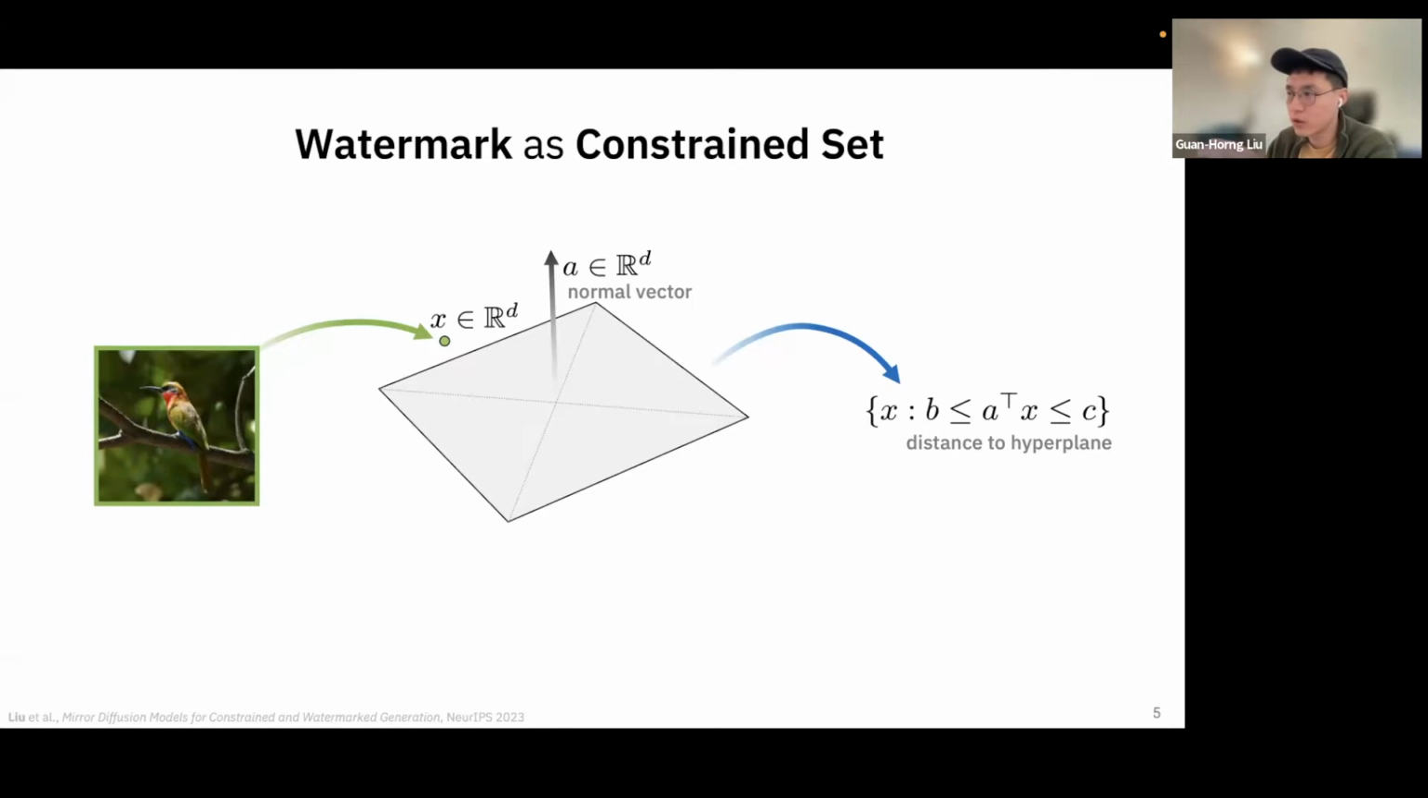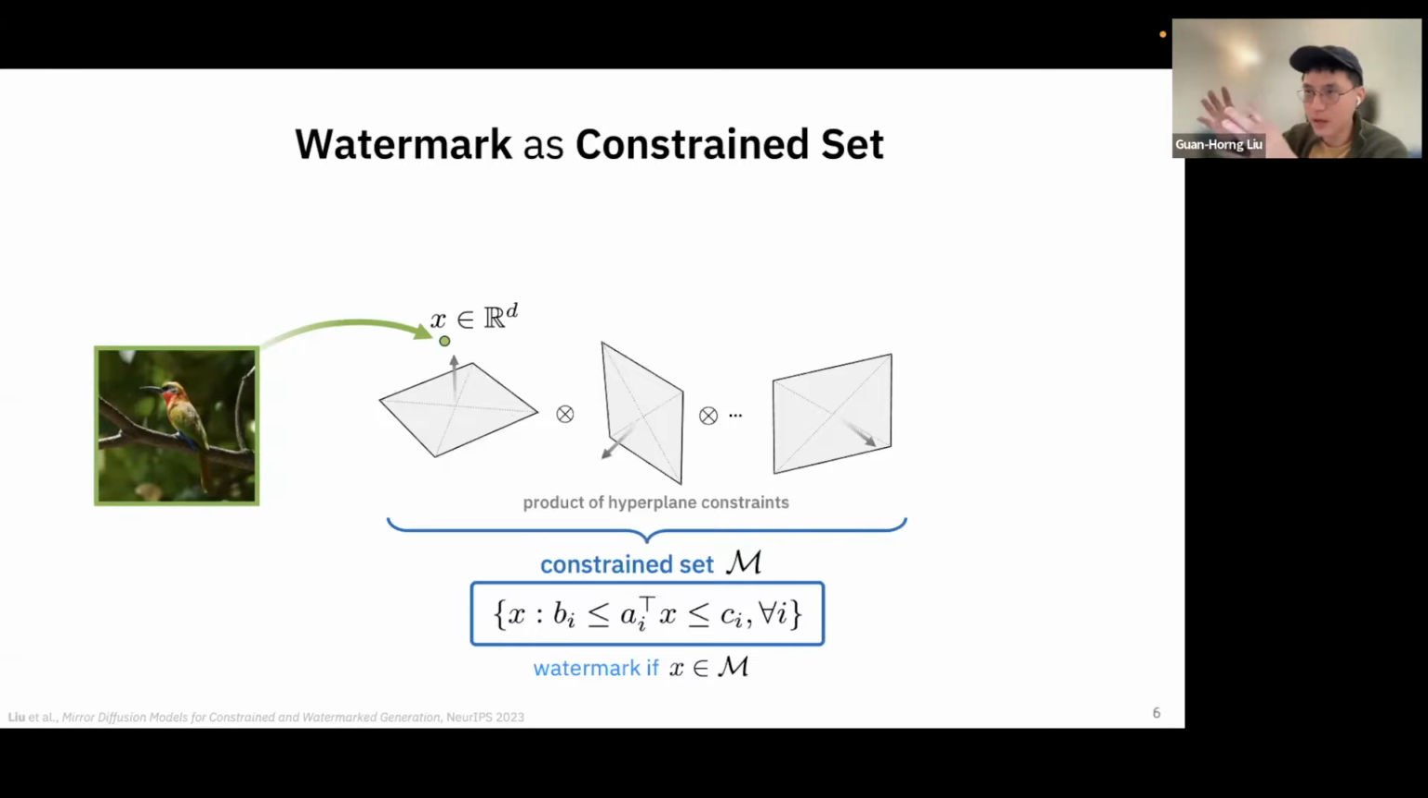And in practice, we're going to stack multiple constraint sets so that we can achieve a lower false positive rate. The combination of all the constraint sets, where i goes from 0 to n, is the constraint set that we are going to use as the watermark. So this hyperplane is really separating between watermarked and non-watermarked images. And now we want to find this hyperplane basically. Right. And so if I have an image that satisfies all these different hyperplane constraints, then I'm going to assume that it is being watermarked.